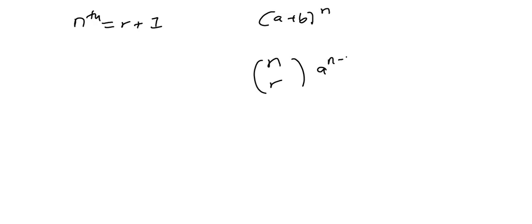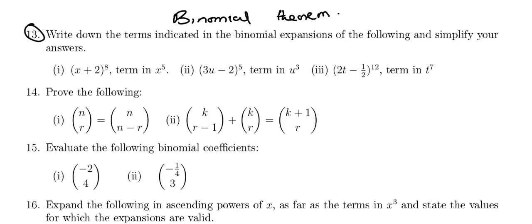So any term, the nth term you're looking for, is always going to be given like this, provided you have a plus b to the power n, and n is positive. Any term you want is the same as this. This is the term. Any term you're looking for is going to be given by this. So like question number 13, the first part they're saying, write down the terms indicated in the binomial expansions of the following and simplify your answers.